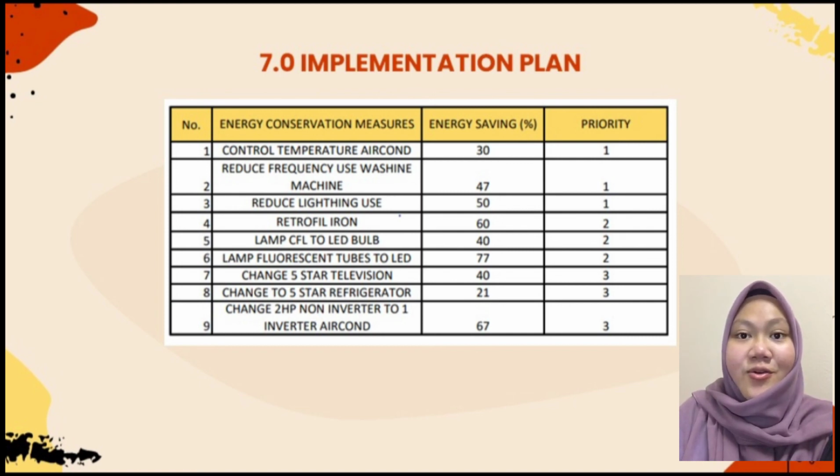For the implementation plan, energy saving is the difference between the previous and the recent activity proposed. So from that, we can know how much energy we can save and also the priority. Here, I arranged the priority from 1 to 3. For instance, we need to control the temperature of the air conditioner between 22 and 24 degrees Celsius, so we can save 30% energy and the priority is number 1.